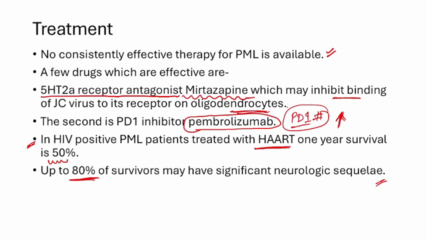So this is all about the JC virus related or immunocompromise related progressive multifocal leukoencephalopathy. It is a subacute kind of encephalitis. So this is how you have to remember this. That is all about PML.